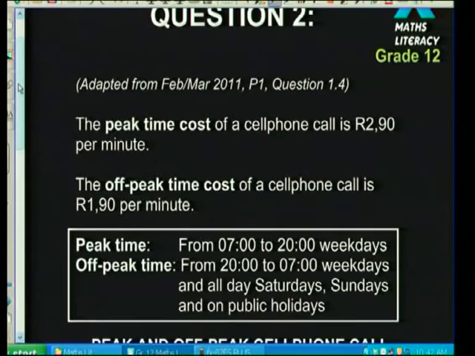Question 2 has now been adapted from the Feb-March 2011 Paper 1, Question 1.4. The peak time cost of a cell phone call is R2.90 per minute. The off-peak time cost for a cell phone call is R1.90 per minute.